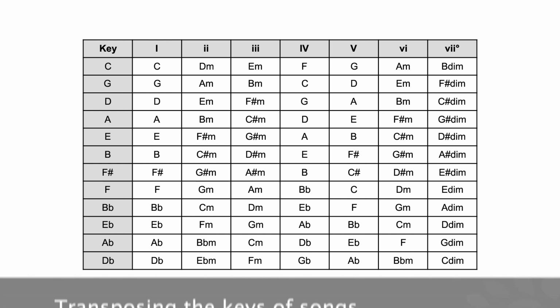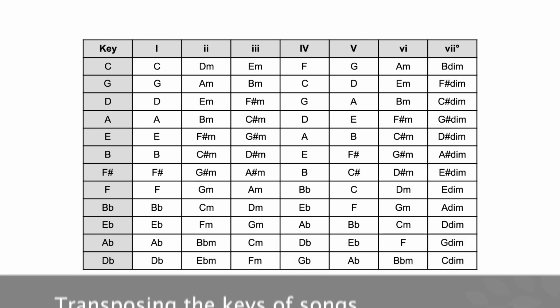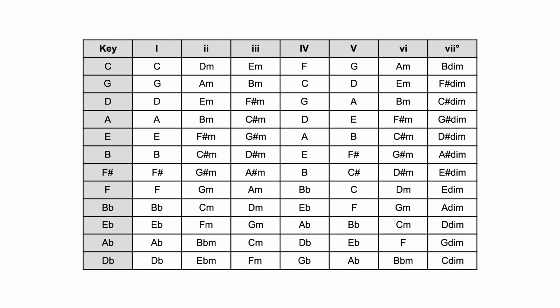So now you're probably wondering, what's the practical use of knowing this information in this chart? Well, you really need to know your major diatonic chord progression if you plan on transposing the keys of songs. So what does it mean to transpose the key of a song? Basically, it just means you're changing the key of a song from one key to another key. So for example, if you have a song in the key of D, you can transpose it to the key of G using this chart and this information over here.